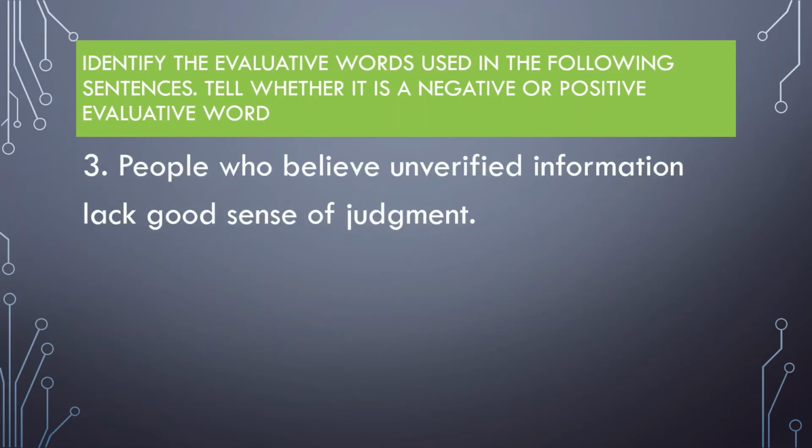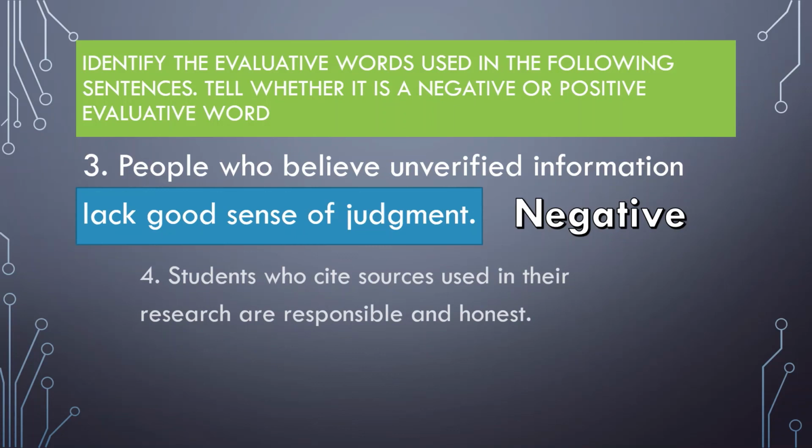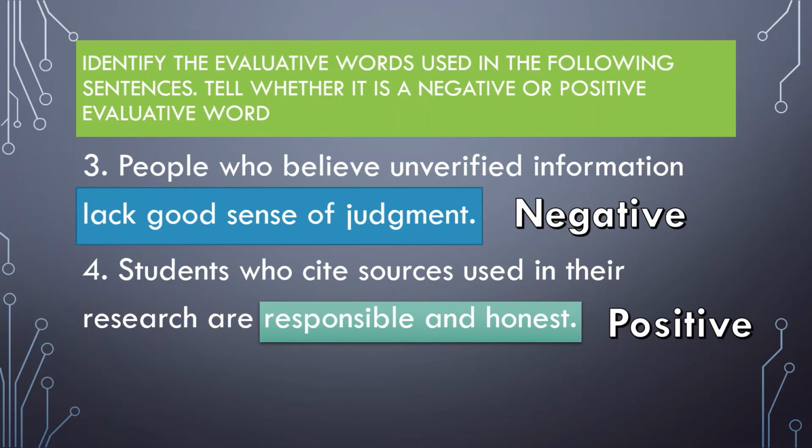Number 3. People who believe unverified information lack good sense of judgment. What are the evaluative words? Correct. Lack good sense of judgment. And this will be considered as negative. Number 4. Students who cite sources used in their research are responsible and honest. What are the evaluative words? Very good. Responsible, and honest. And these are positive evaluative words.